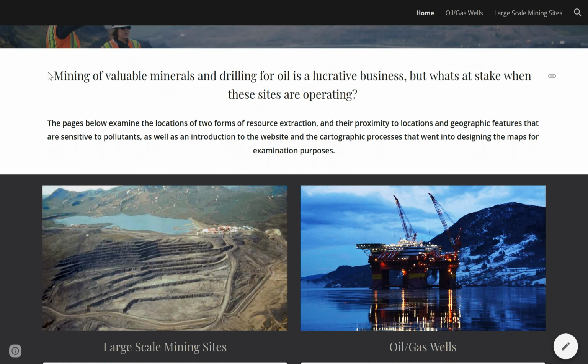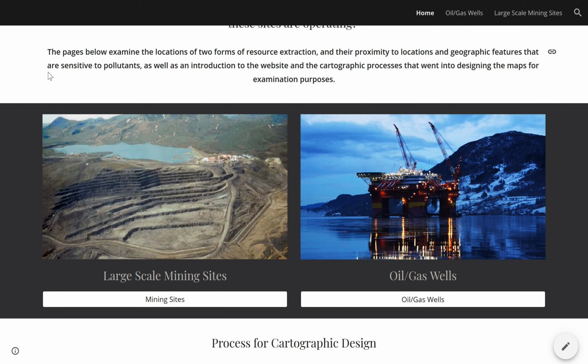Coming back to the home page, when you're on the home page, you just have to scroll down, and there are links to both the mining site and the oil and gas well sites.